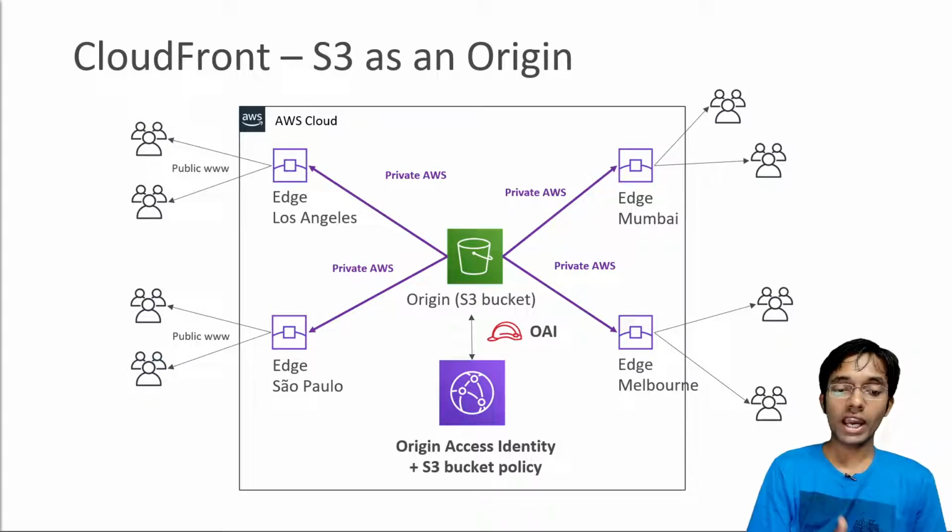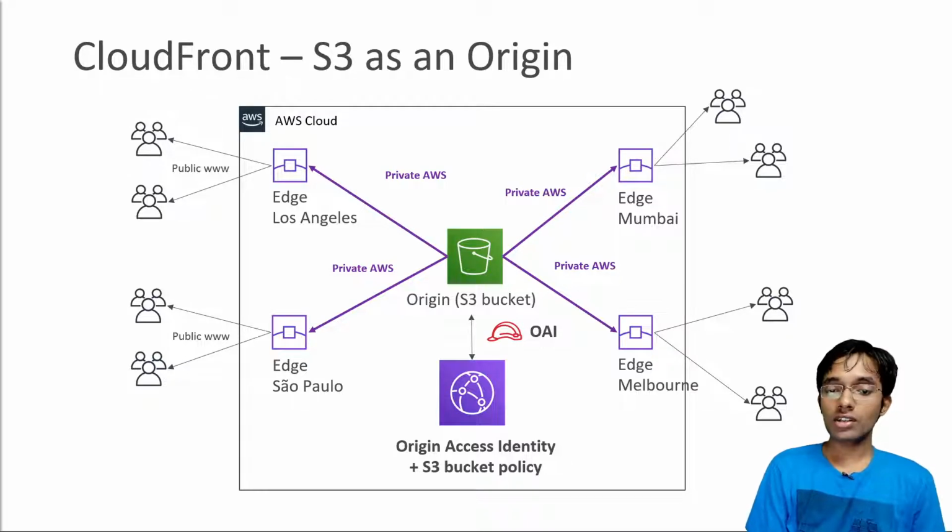So we have a lot of edge locations around the globe, maybe in Los Angeles, Sao Paulo in Brazil, Mumbai in India, and Melbourne in Australia. Our users all around the globe are going to talk to our edge locations, maybe these users in Los Angeles. If the Los Angeles edge location does not have the content that is requested, it's going to be requested over the private AWS network. It's going to be quick and it's going to be cached at the edge.